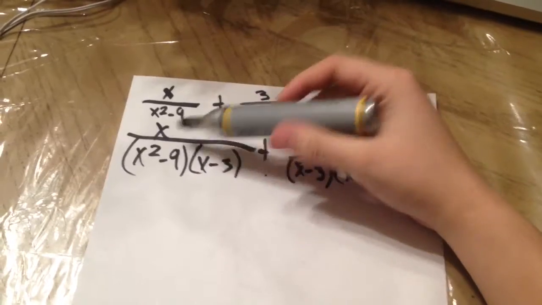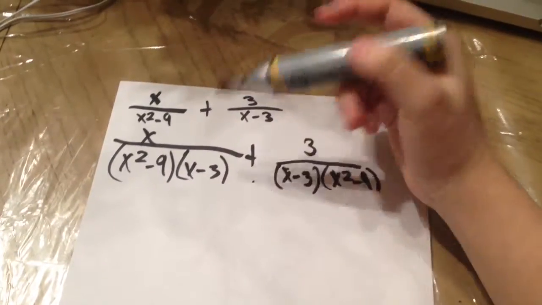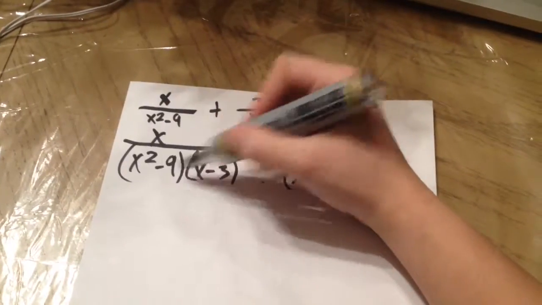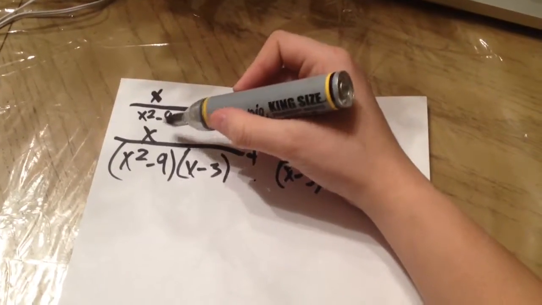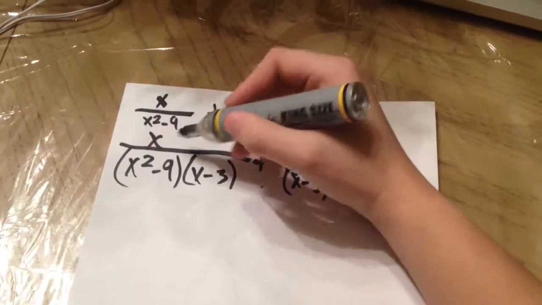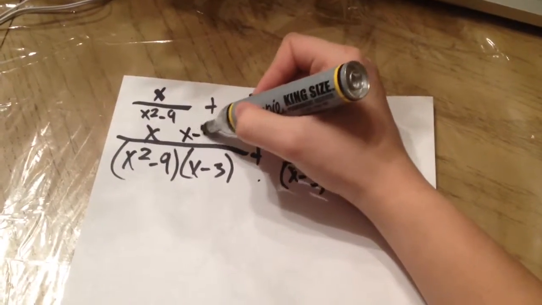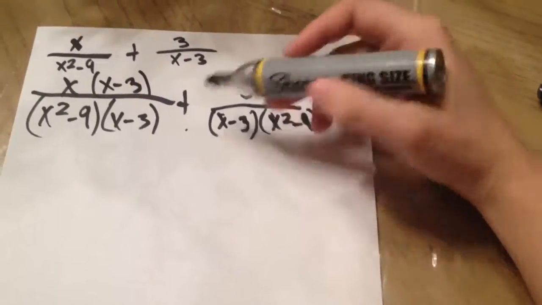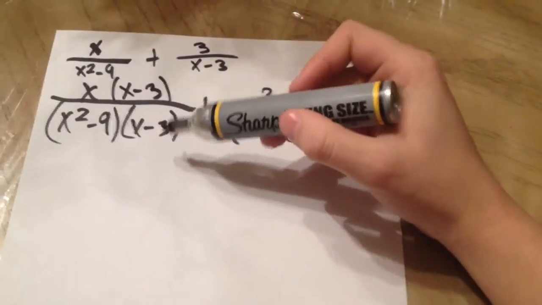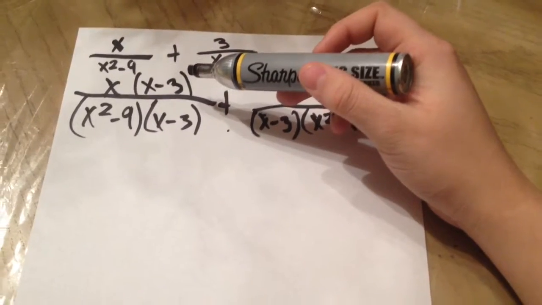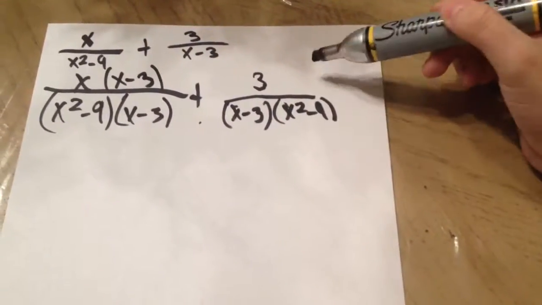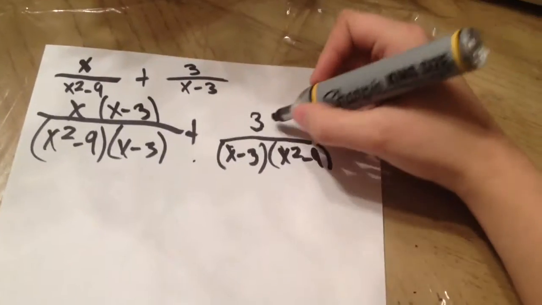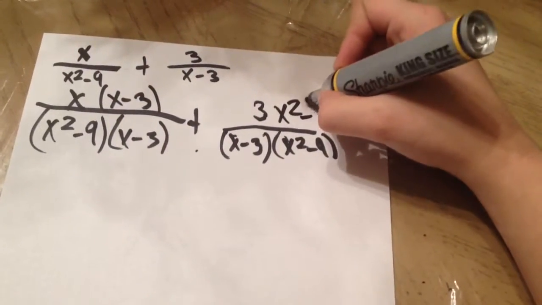Since you have a variable on top, what you do to the bottom you have to do to the top. So since you're timesing this by x minus 3, you'll times the x from the previous by x minus 3 as well. Again, what you do to one side, you do the other. So since you did that one by x squared minus 9, you do the top by x squared minus 9.